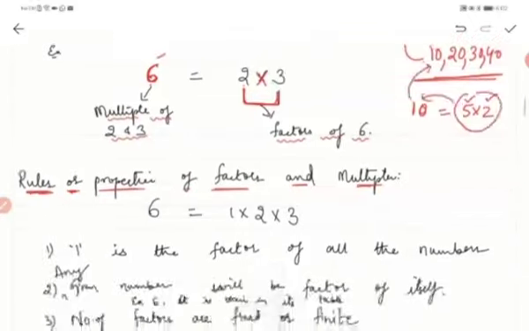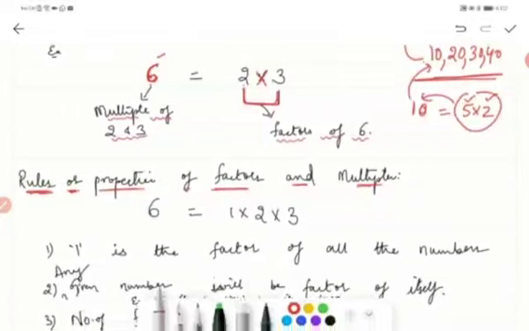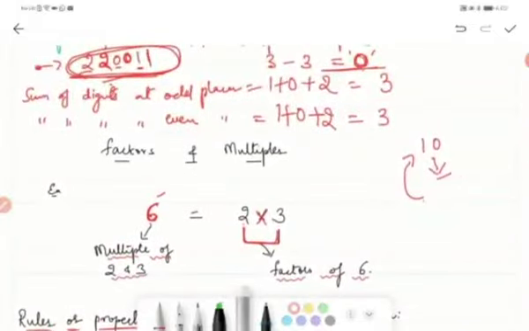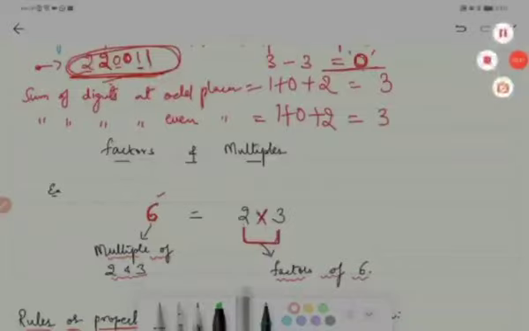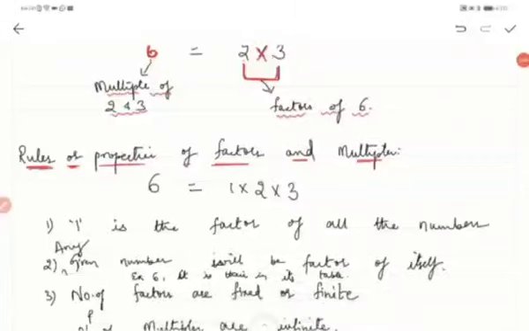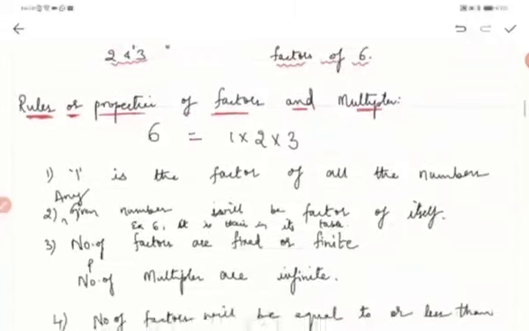All right, so you have certain rules, or you can say properties, of factors and multiples. One by one I will explain them to you. Okay, these things are important. I'll just give an introduction to the rules for today, and later on we can carry on with the next video for finding the factors and multiples of different numbers. Okay, so what are the rules?